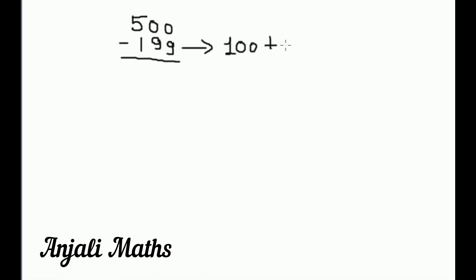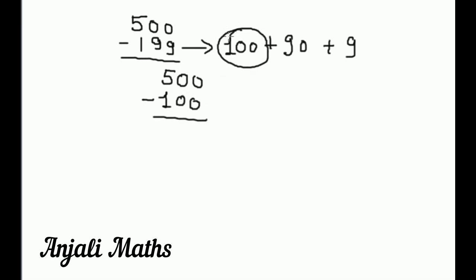The next example is 500 minus 199. In the same way we can expand this as 100 plus 90 plus 9. First we will subtract 500 minus 100. Now this is 400. This is very easy. Now we will subtract 90 from here.